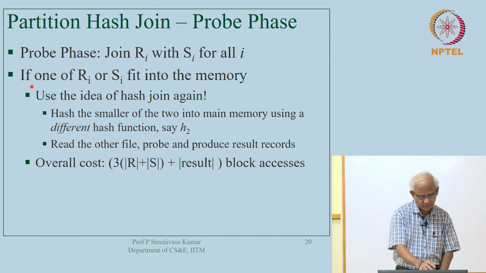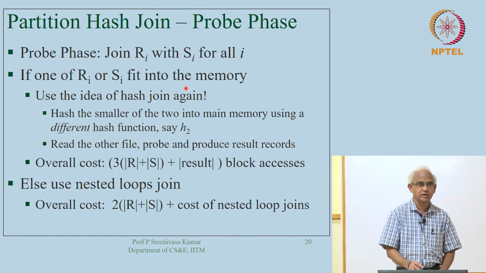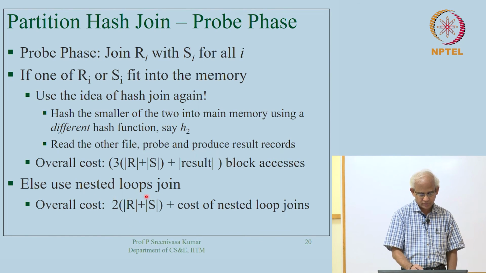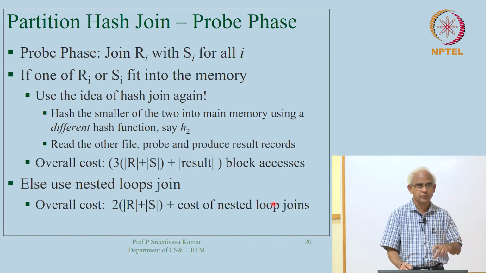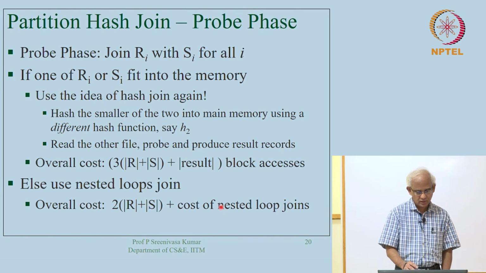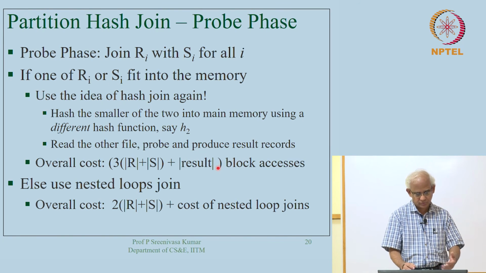The other case is when both of them do not fit into the memory. Then we have to fall back onto nested loop joins, and the overall complexity will be 2 times R plus S plus the cost of the nested loop join on that particular Ri and Si. Of course, these cases might differ for each i, so we should probably put this cost separately.